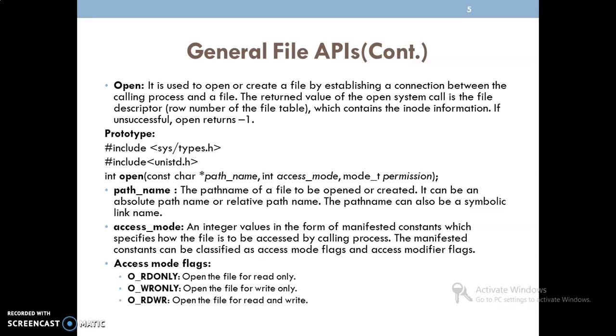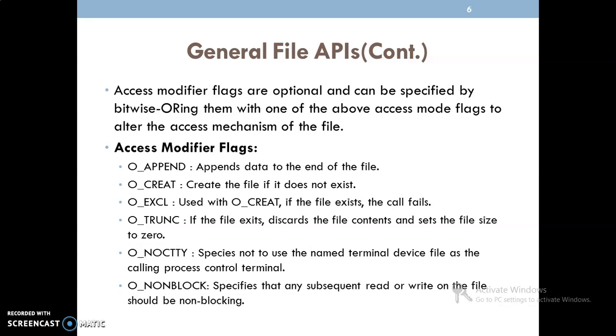Here with respect to open API we are having the access mode flags. The first one opens the file for read only, the second one opens the file for write only, and the third one opens the file for read and write. And these access modifier flags are optional and can be specified by bitwise OR, the logical OR symbol we need to use.